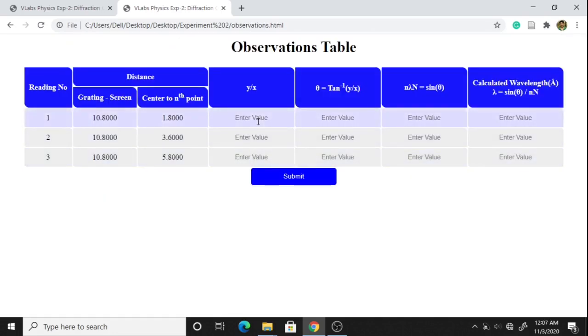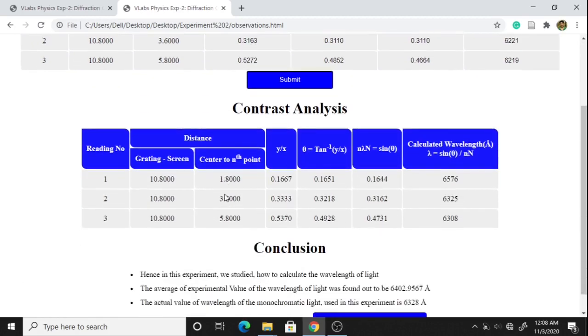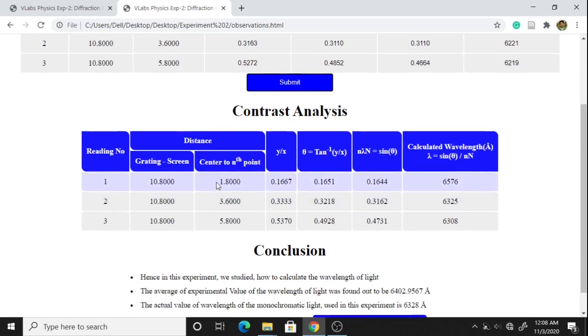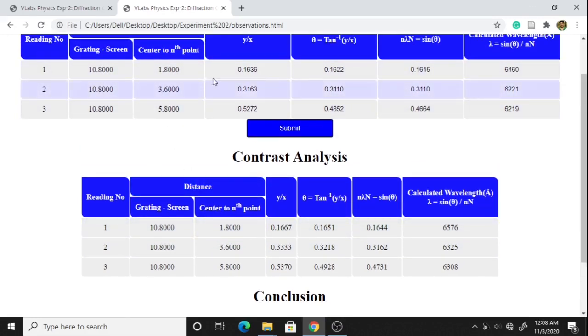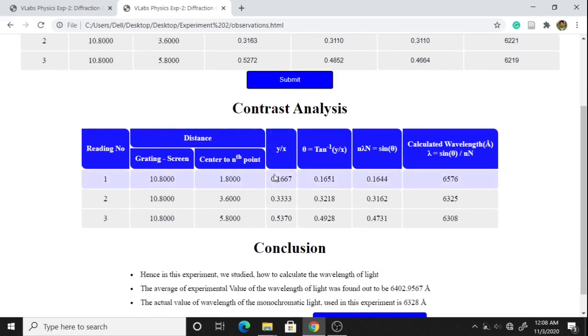So now this observation table is displayed and we need to enter these values after calculating. I have already calculated these values, so let us quickly enter them here. Once we are done entering all these values and we click on the submit button, another observation table is presented, and this tells us that if these were the observations, then the calculated values must be like this, and this should be the answer that you must get.